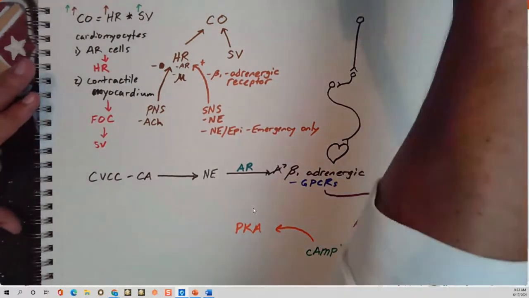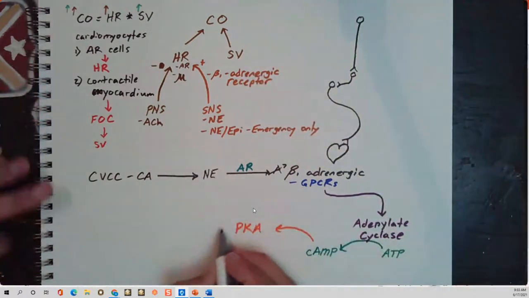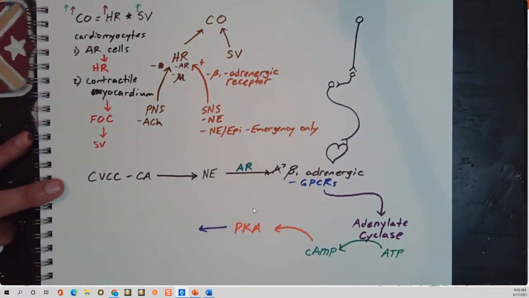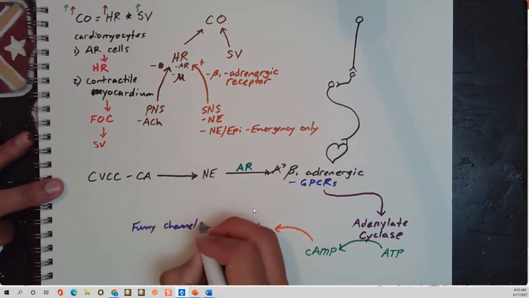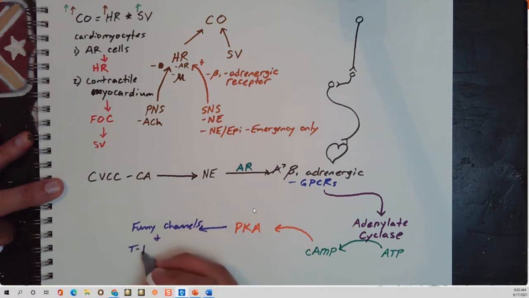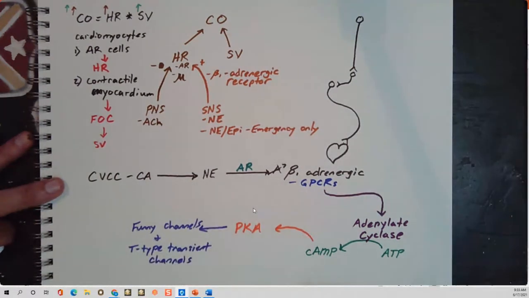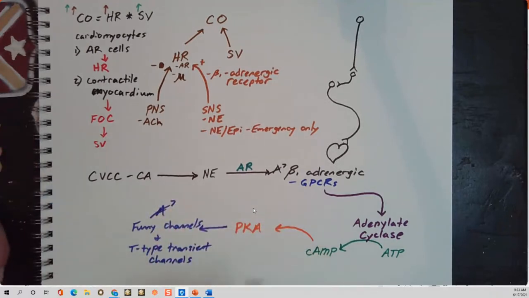So let's go one more step downstream. This PKA is going to act on funny channels, because now we're finally here, and T-type transients. And if I activate both of those, I'm opening them up a little bit more. I'm not really activating them because they're leak channels. They're always open. But I can make them open a little bit more or a little bit less, and PKA opens them up a little bit more.